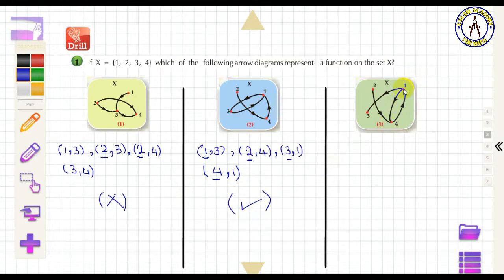For the third one, we will follow the arrows. 1 and 4, 2 and 4, 3 didn't appear at the first projection. Then for this relation we can say it's not a function.